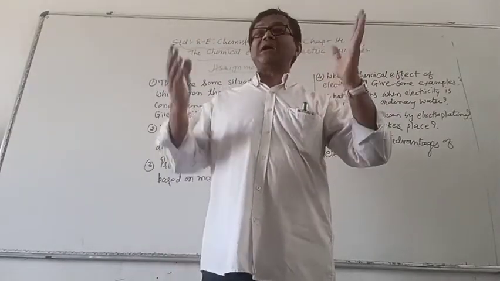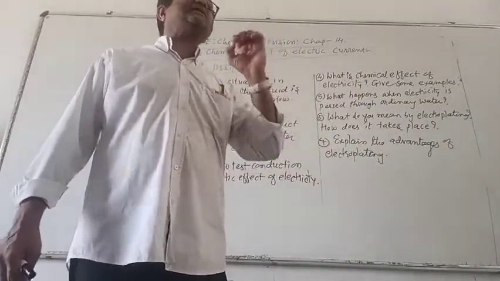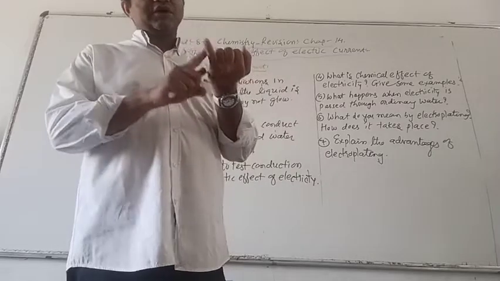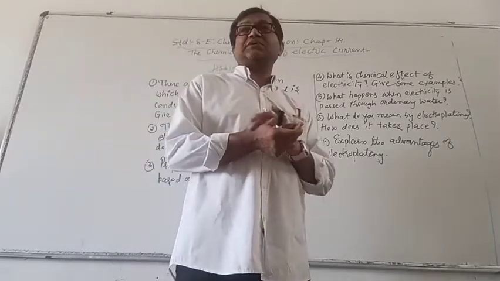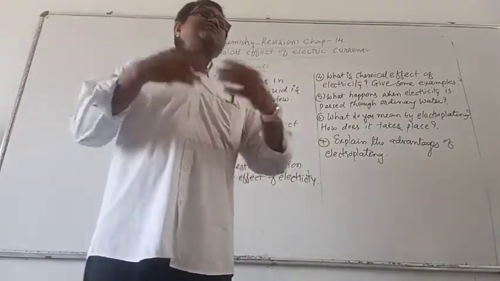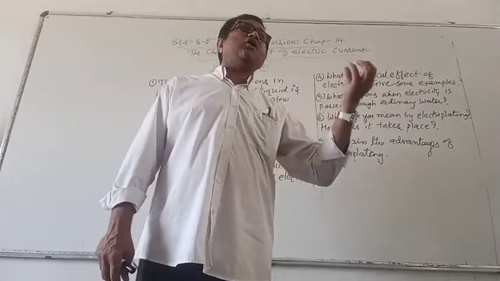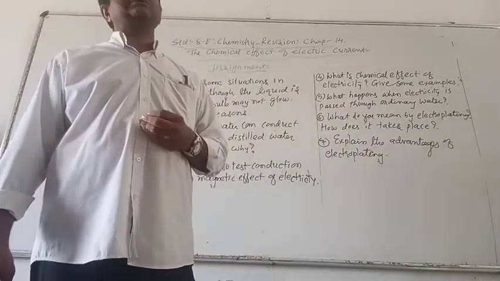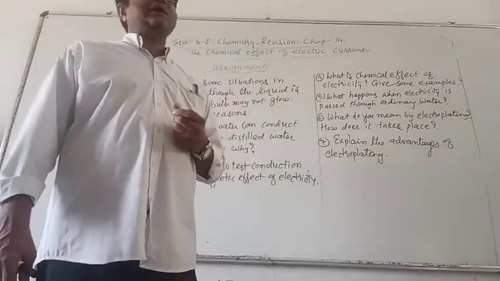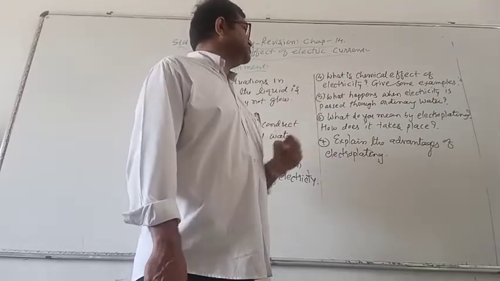So when the current is passed through the liquid, what happens? The chemical reaction takes place. For example, when you pass the current through the water, what happens? The water splits into its constituent elements like oxygen and hydrogen. Another example is electroplating, and those are the examples of the chemical effect of electricity.